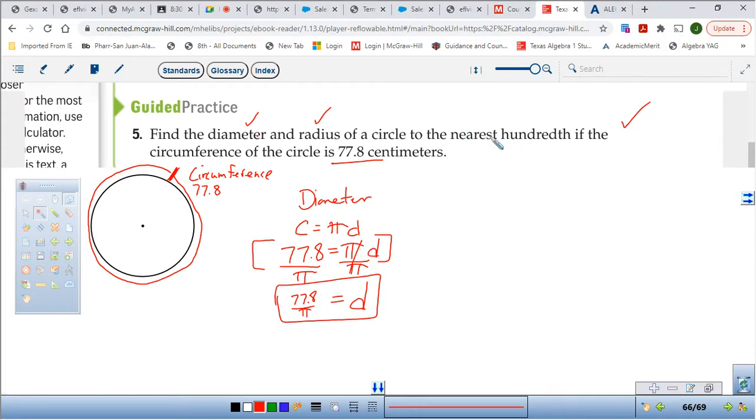The book wants us to round to the nearest hundredth. So for the hundredth part, I'm going to type it in the calculator, and I get 24.7645 is more or less the diameter. Hundredth is this one right here. I'm looking at this one, and that one makes it stay there. So I'm going to go 24.76 is about your diameter, centimeters.